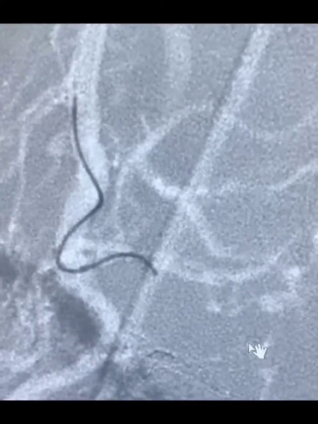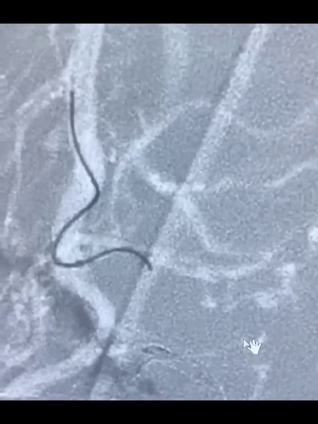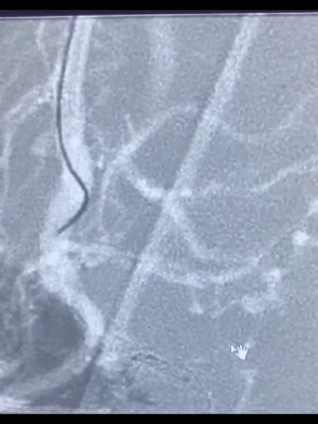It was an acute angle and therefore it was a struggle before we could enter this branch. We had to use a Headway Duo 167 cm 1.3 French to catheterize this particular feeder. Following that, dilute glue was injected. You can note the glue entering the origin of the vein and completely occluding the fistula.